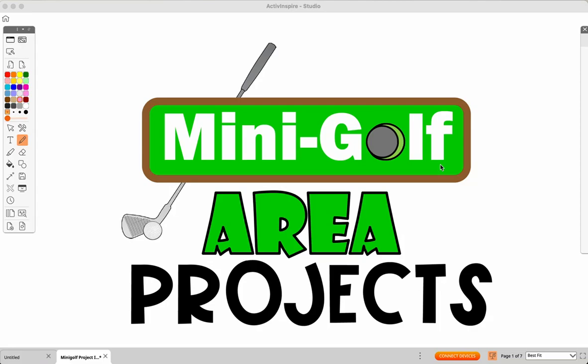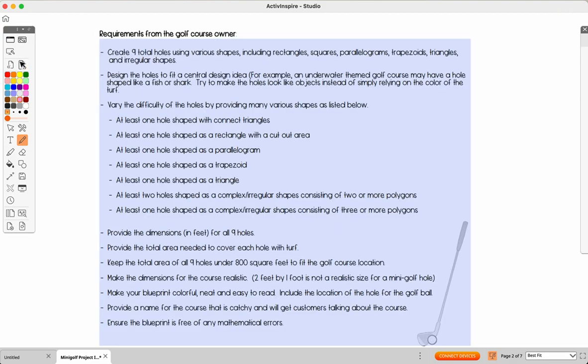Now that you've started your mini golf project and you've got all the ideas started in your head, you've got your theme, you've got your information, you've got 9 different hole ideas. It's time to move past that. You've talked about all the requirements. Now you're actually going to design those holes.